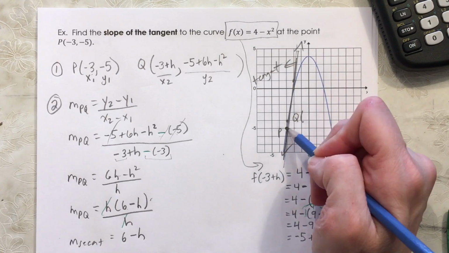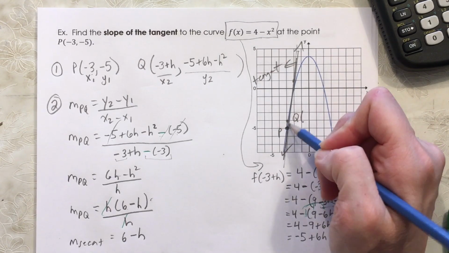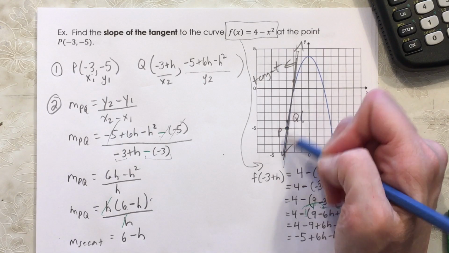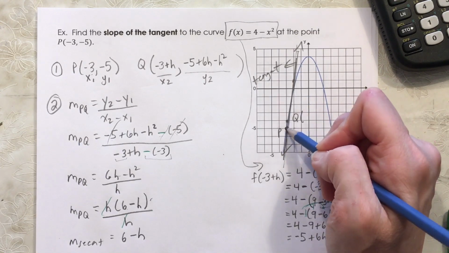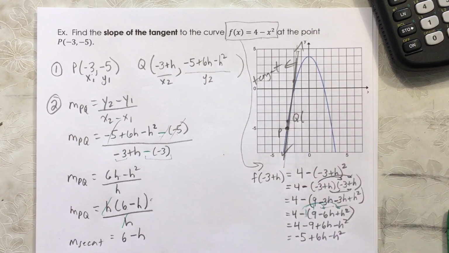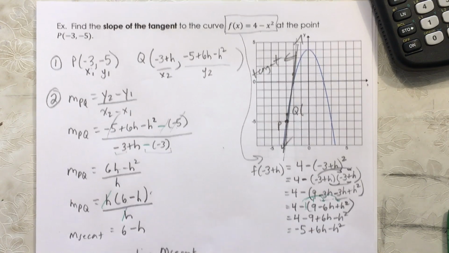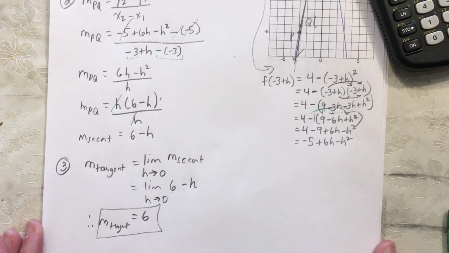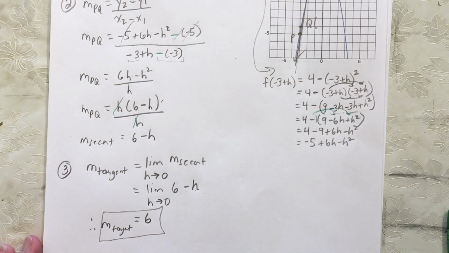And does that make sense? If we were kind of predicting the slope of the tangent here, if we were just going to draw one in by eyeball, we would know it would have a positive slope and fairly steep. So 6 makes sense for the slope of the tangent. Okay, there's our first question.